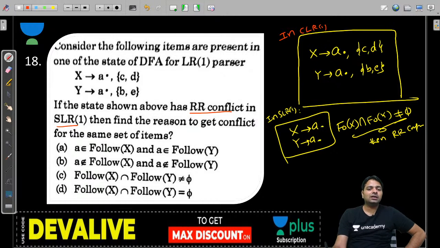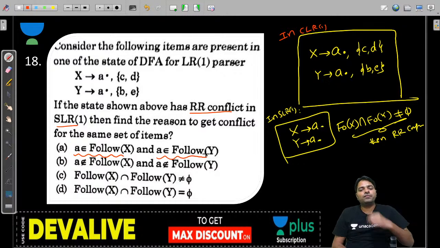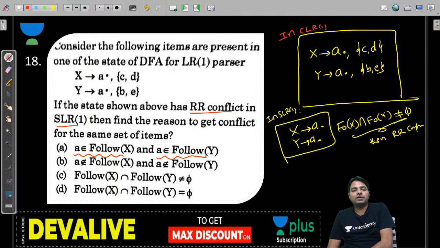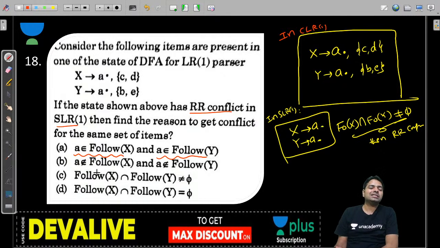But here, A belongs to follow of X, A belongs to follow of Y. Yes, there is a conflict, but there's no guarantee that small a always comes. Sometimes small b, sometimes small c, right? So they are restricting the symbol. So option A may be possible, but not all the time. But option C is the general answer. Follow of X intersection follow of Y is not empty because there is a common terminal between the follow sets.